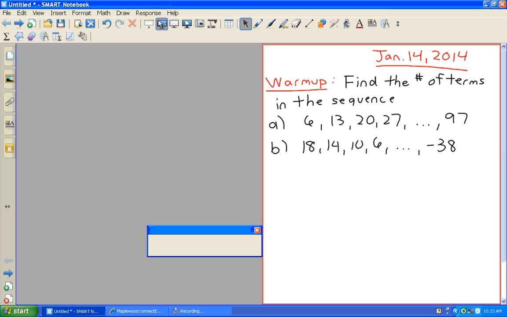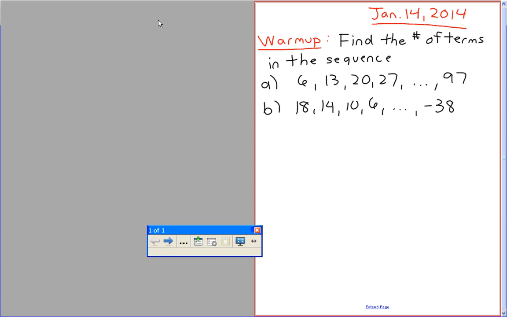Something to tell me, that being Adam, what the equation is for an arithmetic sequence? Do you recall? Okay, somebody help him out. Go, Harry. Good. And that's arithmetic.